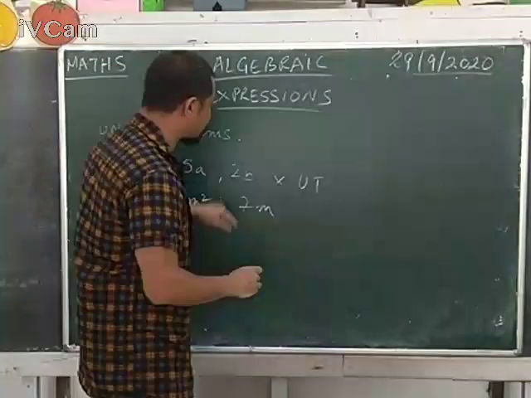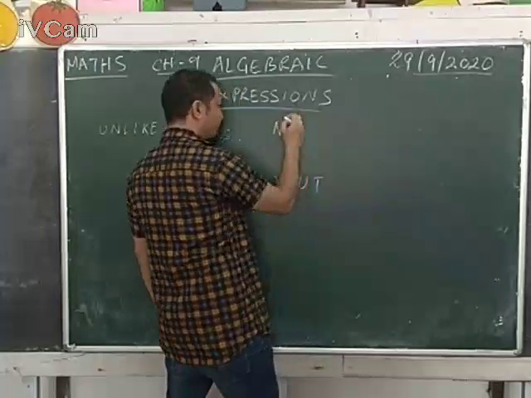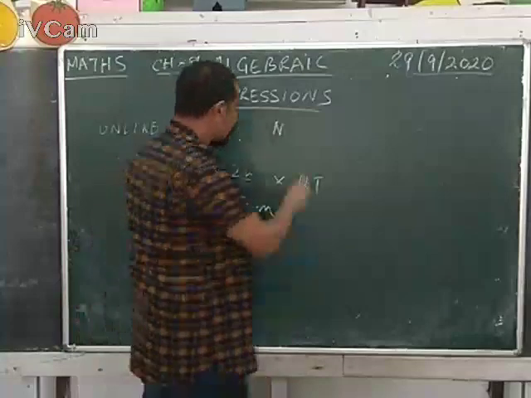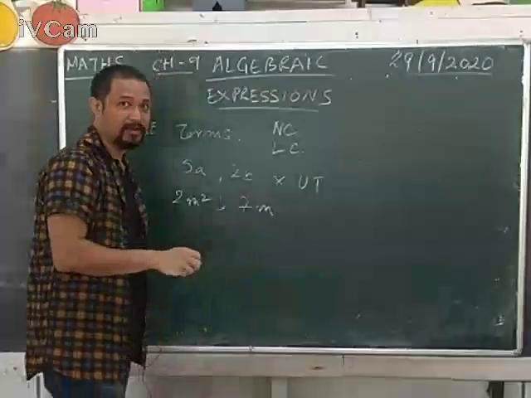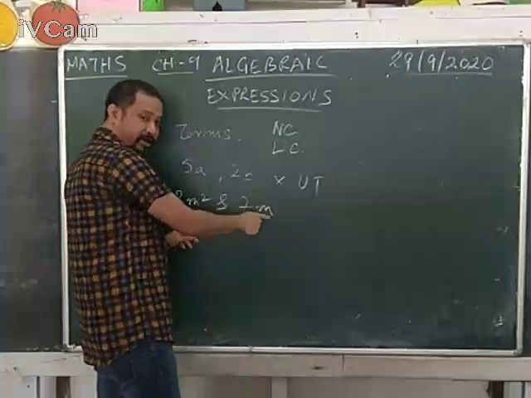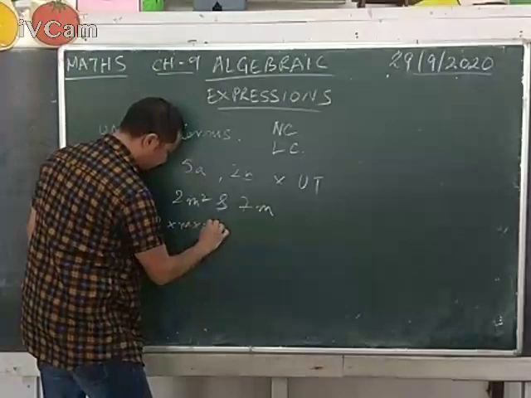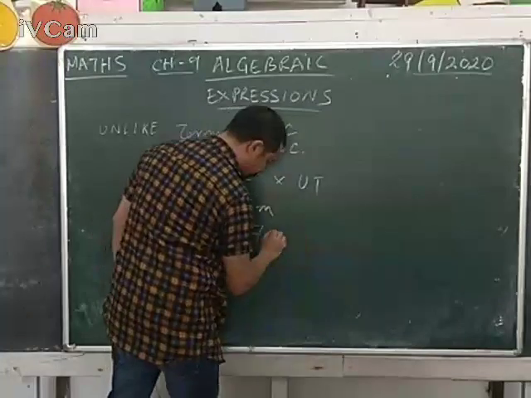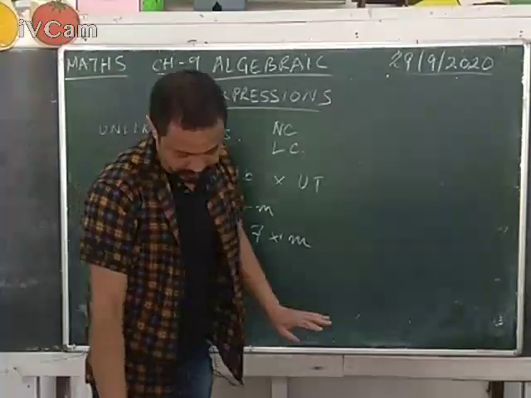I'm telling you, you have to concentrate on the numerical coefficient and literal coefficient. They have to be the same. In this case, confusing, 2m squared and 7m, m is there, but see the terms. If you expand this way, 2 into m into m, and this is just 7 into m. It's totally different.